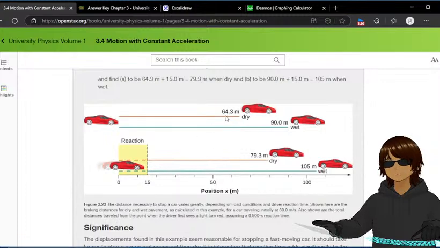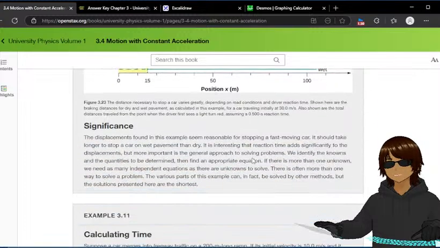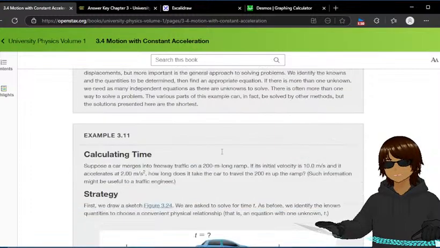So we have 64.3 meters. But because of the reaction time, it's now going to be 79.3. The displacement found in this example seems reasonable for stopping a fast moving car. Okay.